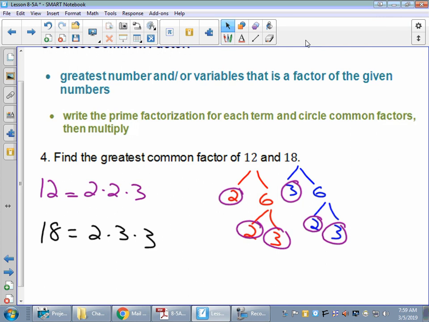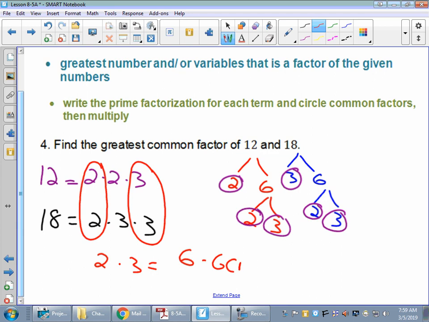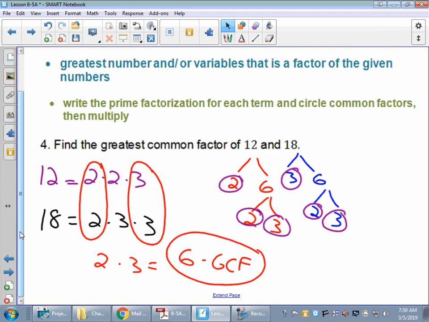Okay, so now we have to look at, do we have common factors in our prime factorization? Yeah, we've got 2's here, and we've got 3's here. So again, we can say 2 times 3 equals 6. So 6 is our GCF. It's not always going to be 6. It just kind of worked out in these 2 examples that it was 6.